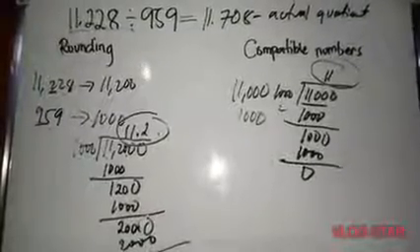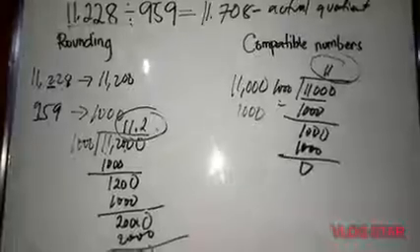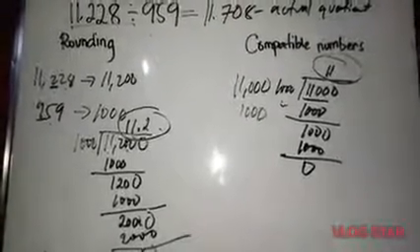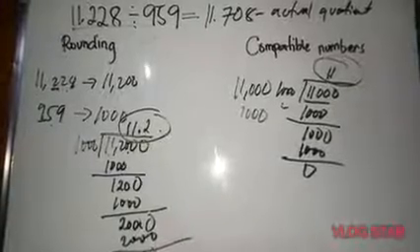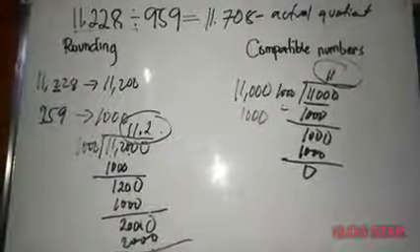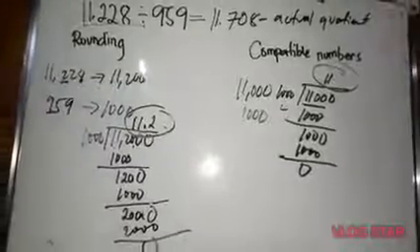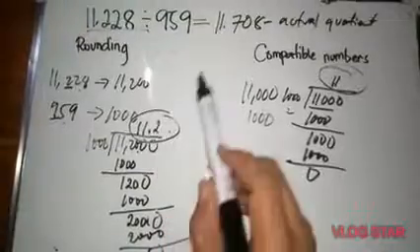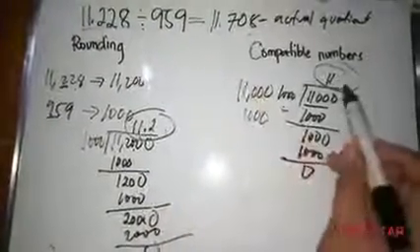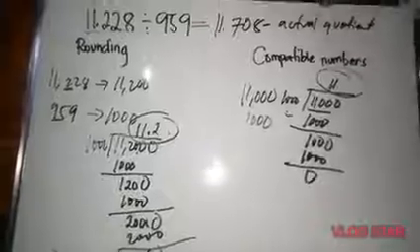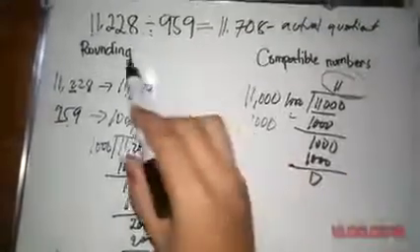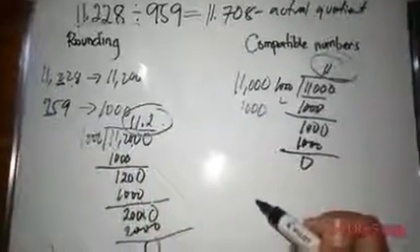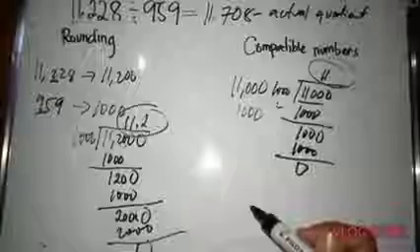So, as you can see, this is close enough to the estimate in the previous example. Therefore, any of the strategies may be used to estimate the quotient. Since 11.708 is close to 11.2 and 11.708 is close to 11, you can choose either of the two, either rounding or compatible numbers.